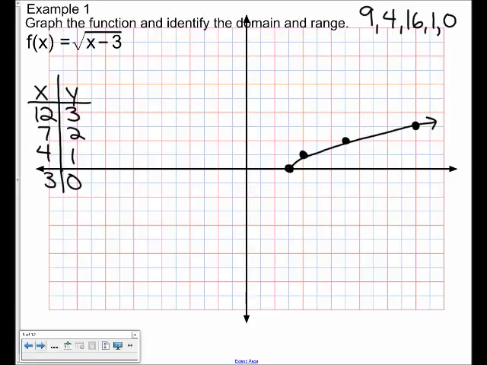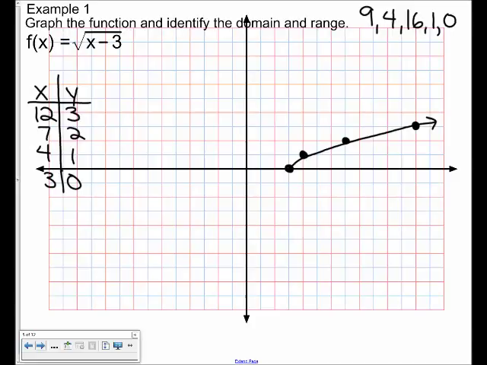So if it was x plus 3, it would do the opposite? No, if it was x plus 3, it would start here and go like that. It'd still look like that, it would just start at a different spot. Well, then with the X and Y, you would add them instead of subtract. You're right, so to get 9, I would have used 6. So it would have been 6 plus 3 gives me 9 in the square root.